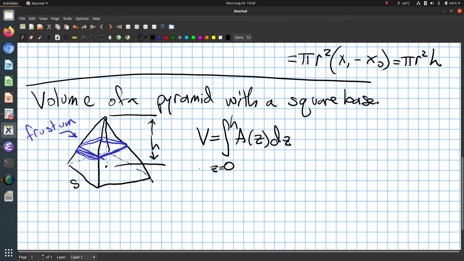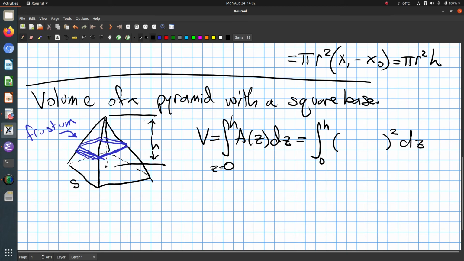Now, what you then need to do is figure out what the area, cross-sectional area, is. Now, if you look at the cross-section of this pyramid, you'll notice that when z is equal to 0, the area is that of a square, and the side length of that square is s. When you get up to z equals h, the side length is 0, and so there's no more area. And so, really, it's something squared, because that's the area of a square.